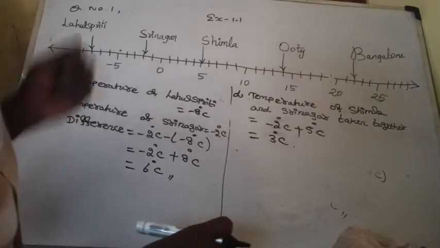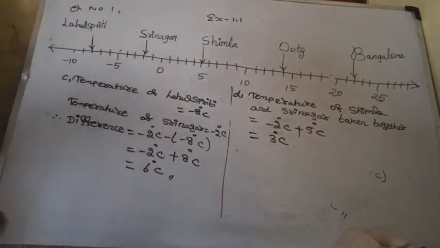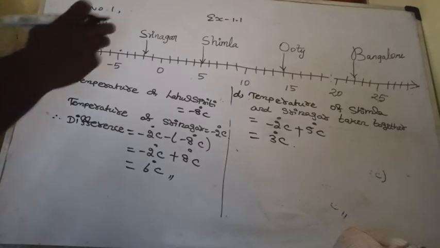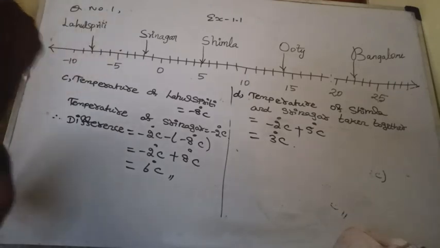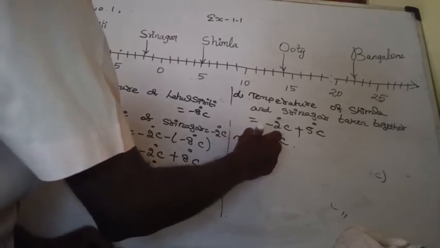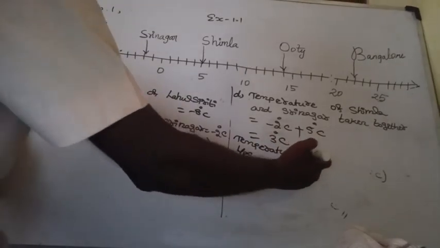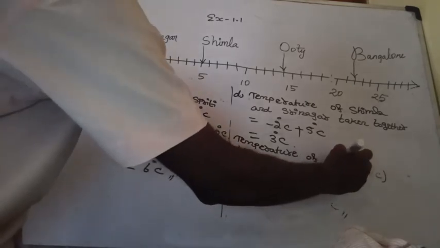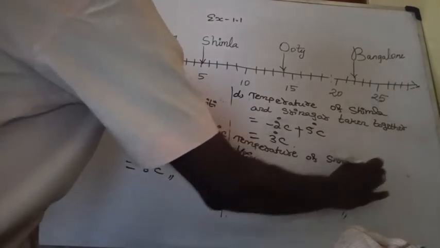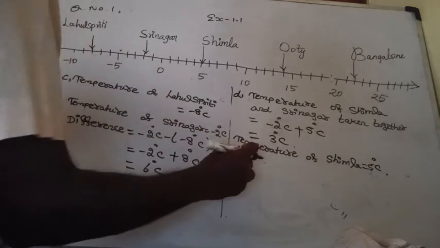Once again I will read the question, listen here. Can we say temperature of Srinagar and Simla taken together is less than the temperature of Simla only? So what is the temperature of Simla? Temperature of Simla is 5 degrees Celsius. So 3 degrees Celsius is less than 5 degrees Celsius.